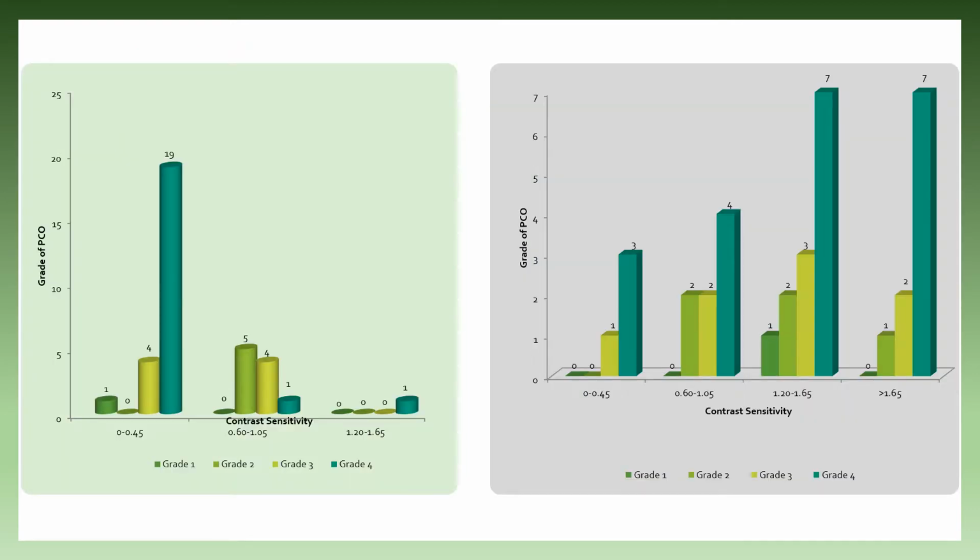Here we can see that patients with grade 3 and 4 of PCO were found to have a contrast sensitivity in the range of 0.60 to 1.05, while a single patient presented with a contrast sensitivity in the range of 1.20 to 1.65 with a highly significant p-value. There was no significant correlation between post-laser contrast sensitivity and grade of PCO, as can be seen in the second table, where 7 patients were seen in both ranges from 1.20 to 1.65 and more than 1.65.